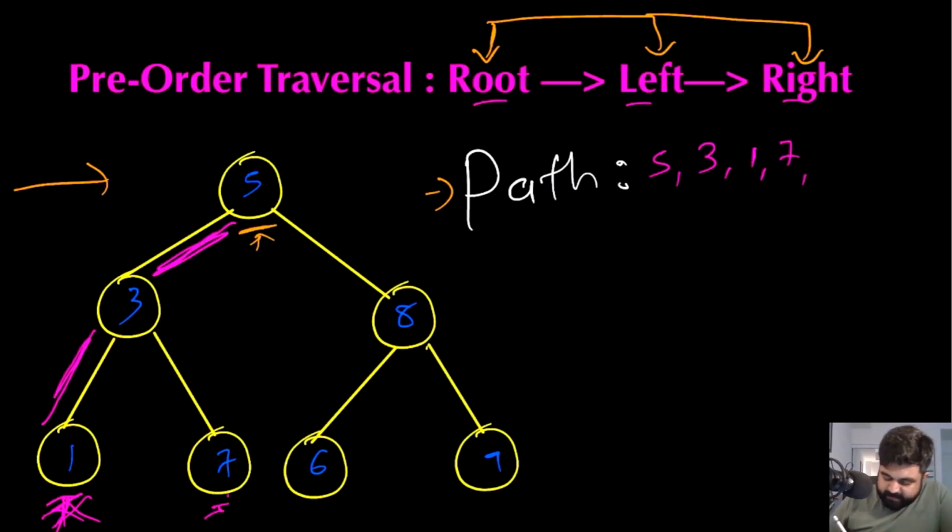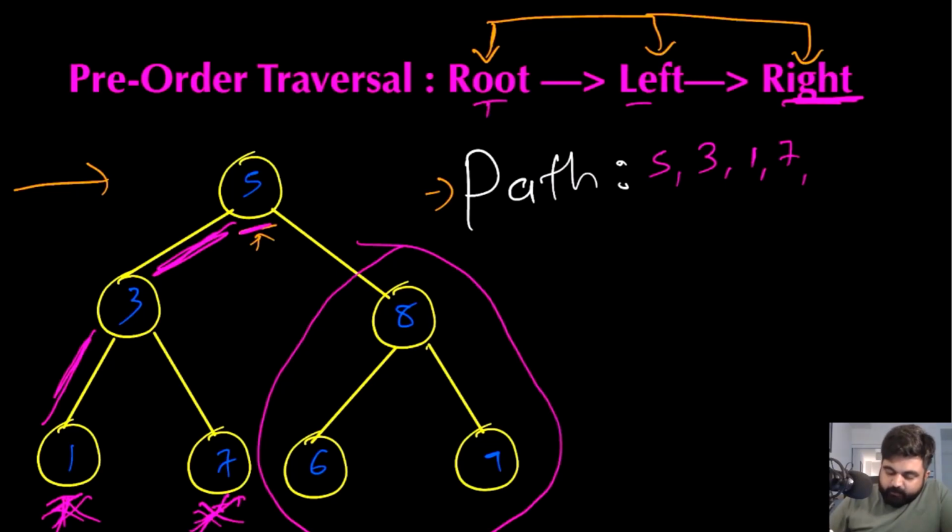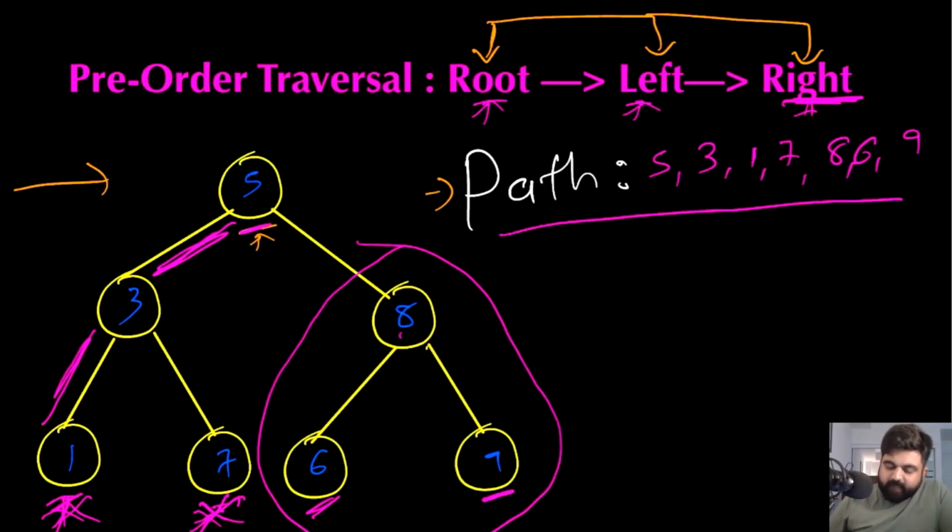Now after visiting the node number 7, there is nothing left over here, so again we are going to go back to the root, because we still have to visit its right subtree. So when we start visiting the right subtree, again we are going to follow the formula of root, left and right. So root node in this case is going to be 8, so now we are going to visit node number 8. After that we are going to visit node number 6, and then we are going to visit node number 9, which is the right subtree, and this is going to be the traversal path that we are going to take.